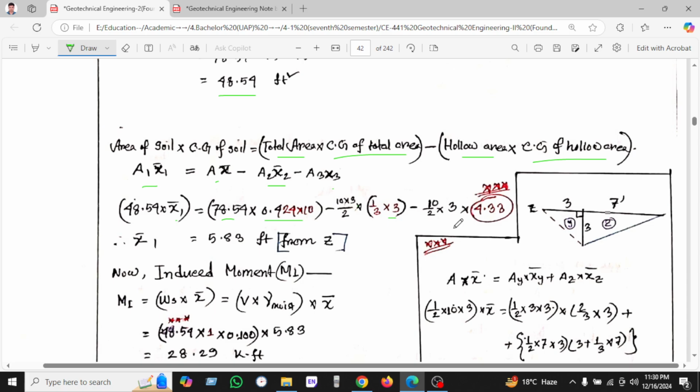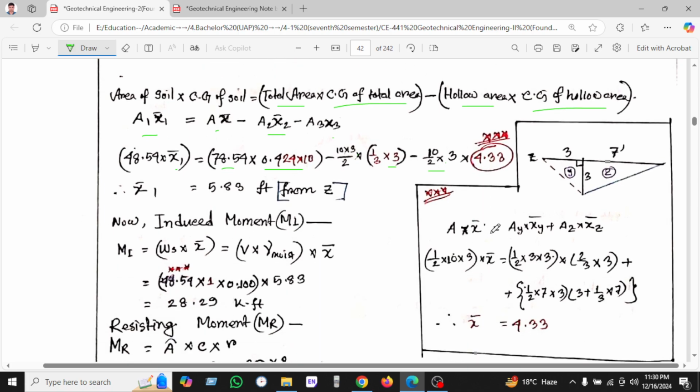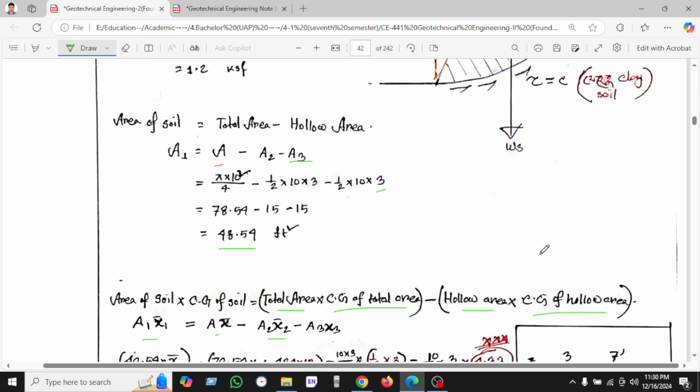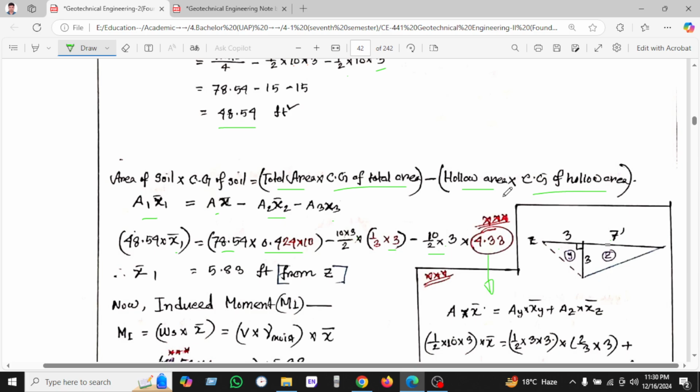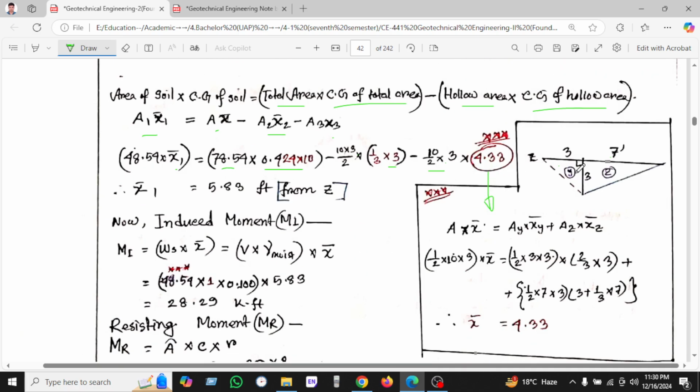And the third portion we have seen here has area half into length into height, which is half into 10 into 3. But the problem is taking the CG, so we can find the other CG individually. This portion we are taking here, so this is 3 and this is 7. As we can see, the apex height is 3, the distance from the apex point to this point is 3, and the rest is 7.